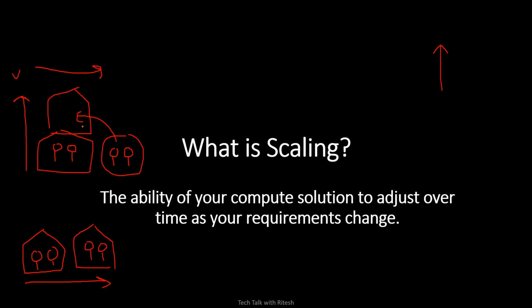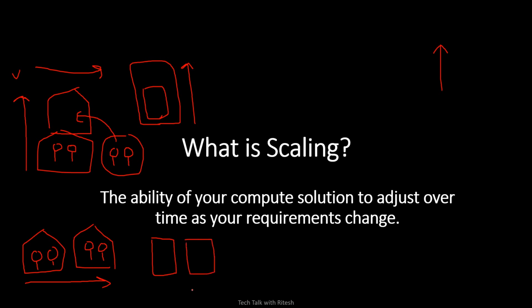Now what is happening here? Consider it's a VM. This is my VM, and I'm just increasing the size of my VM. If I'm increasing the size of my VM, it is vertical scaling. But if I'm adding more VMs so that the performance is increased, then it is horizontal scaling. Simple.